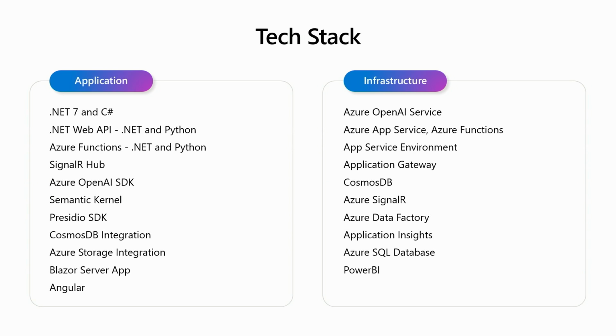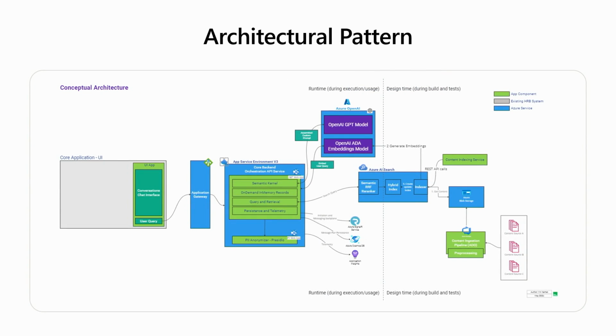Cosmos DB, Azure Storage. We also use Blazor server app for internal tool sets. Looks like a lot, but you have to start somewhere. And from an infrastructure standpoint, we use all these services, a long list. Don't worry about it, because here we have a very high-level conceptual architecture. So there are two parts to this. On the right-hand side, you see the design time, what happens.